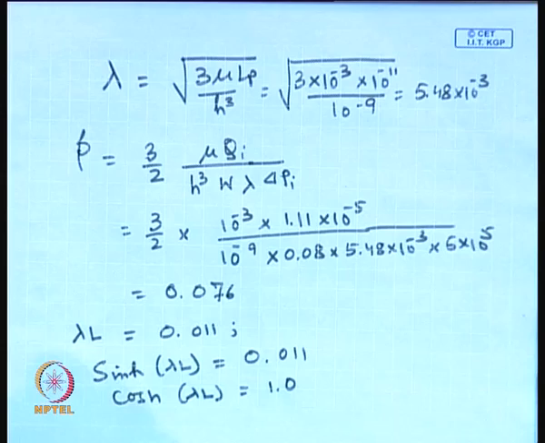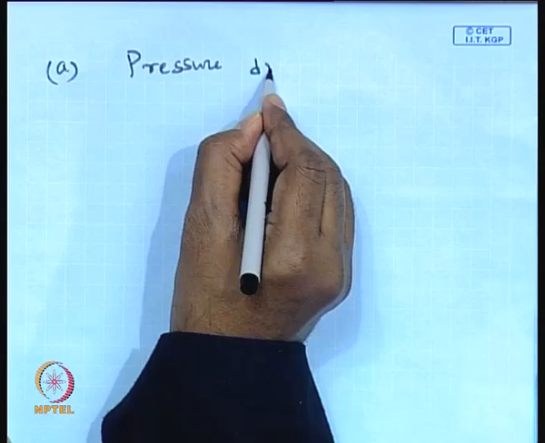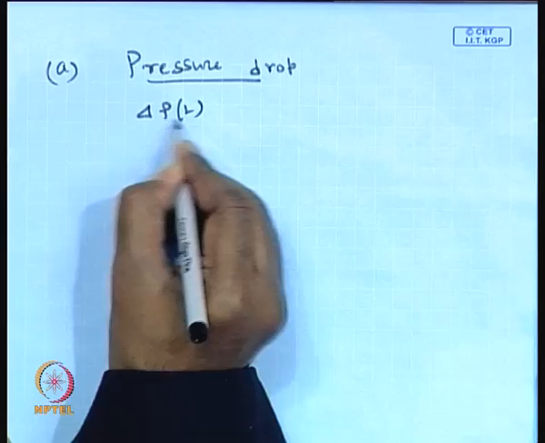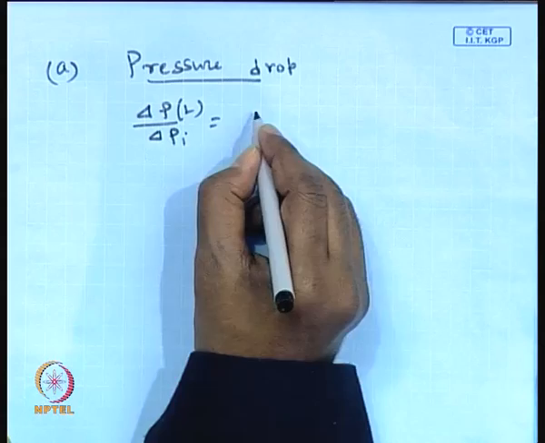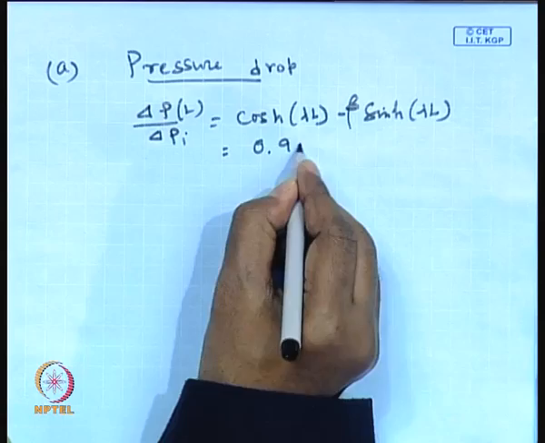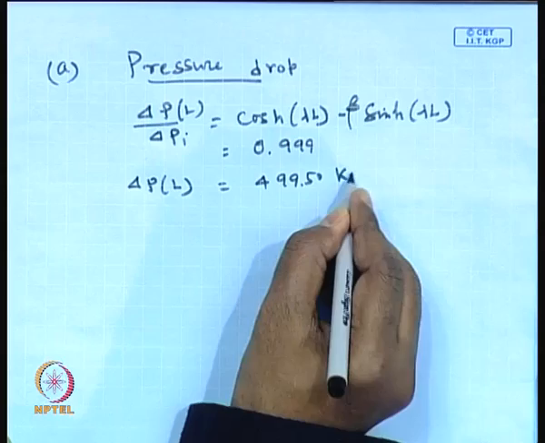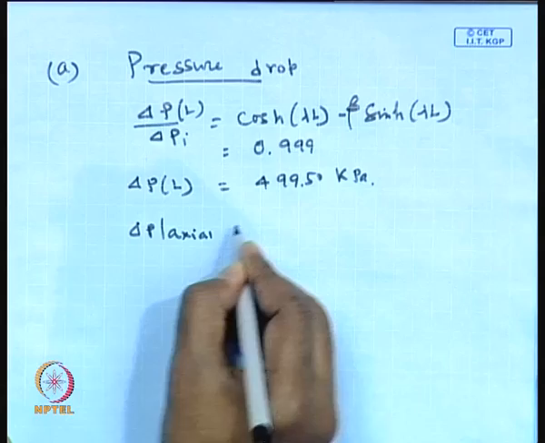Okay. So, by computing all these quantities, you know all the parameters. Now, you have to put them in the formula. First calculation is pressure drop, axial pressure drop. If you look into the definition of that, delta p at the length L divided by delta p at the entrance point is nothing but cos h lambda L minus beta sin h lambda L, and it turns out to be 0.999. So, it is negligibly small, and the transmembrane pressure drop at the outlet will be 499.50 kilopascal. Okay. And delta p axial, the axial pressure drop will turn out to be around 500 Pascal only. So, it is really very small.